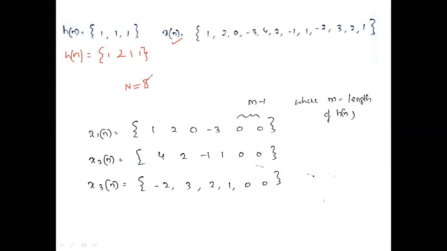In such case, what shall be my value of L? What is the formula? N is equal to L plus M minus 1. How many pieces am I getting? So it is going to be 5. So we will break it into pieces of 5 each, with 3 zeros. So first segment will be 1, 2, 0, minus 3, 4.